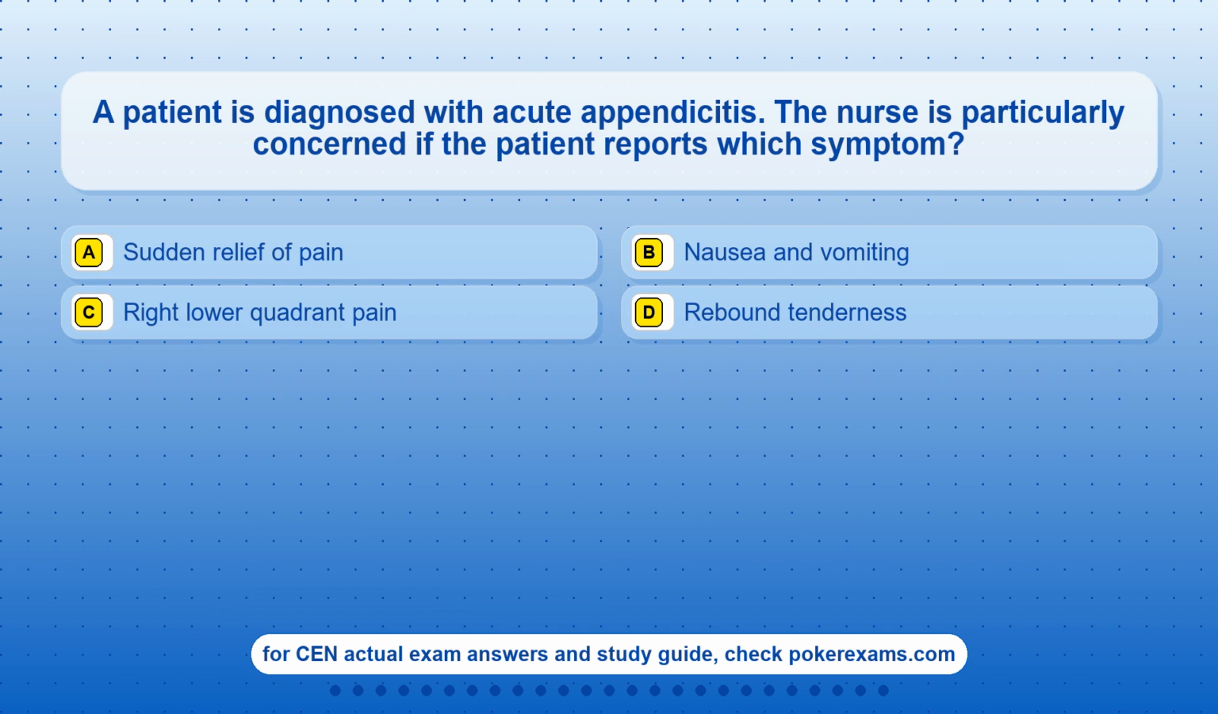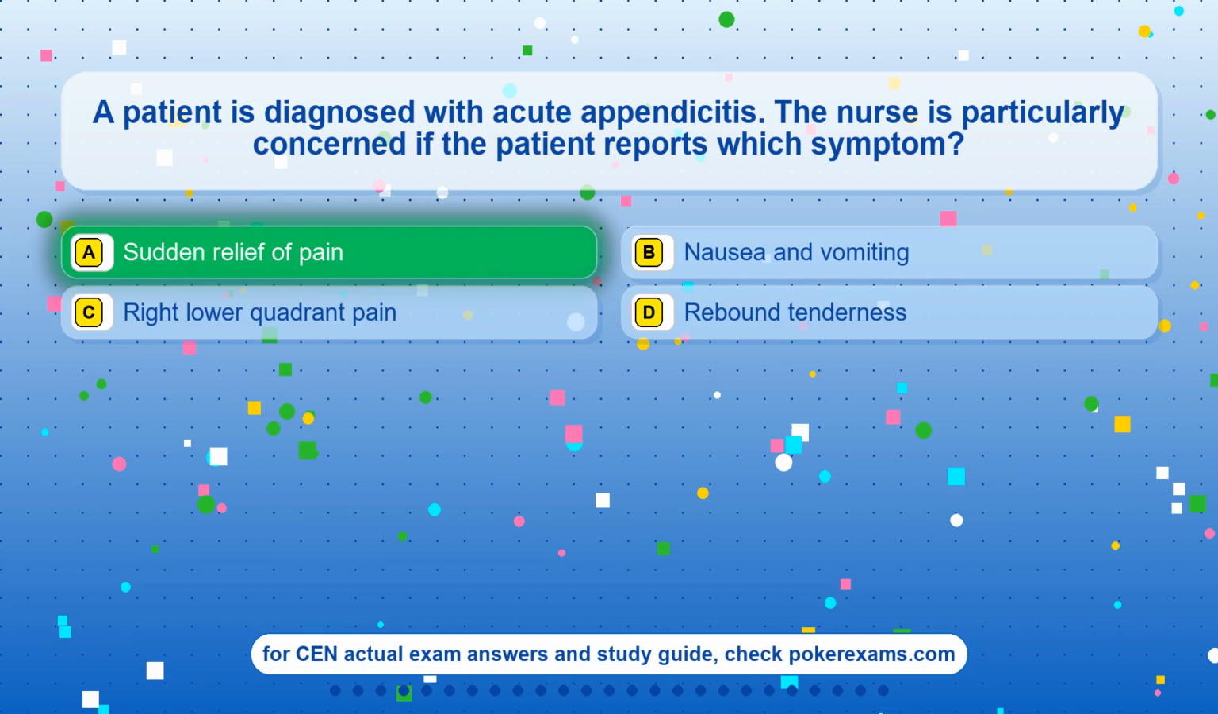Question 5. A patient is diagnosed with acute appendicitis. The nurse is particularly concerned if the patient reports which symptom. Option A, sudden relief of pain. Option B, nausea and vomiting. Option C, right lower quadrant pain. Option D, rebound tenderness.